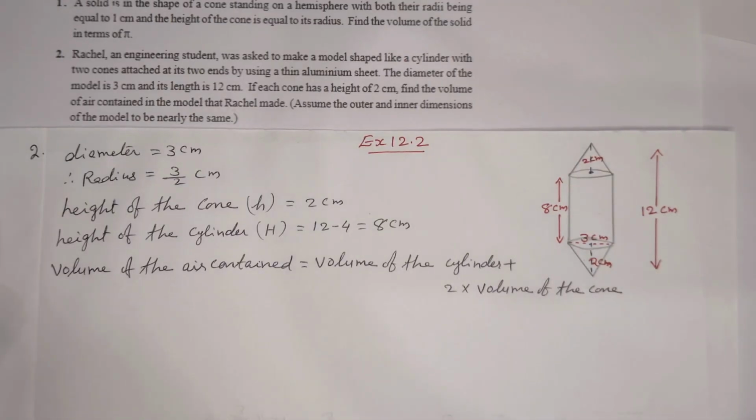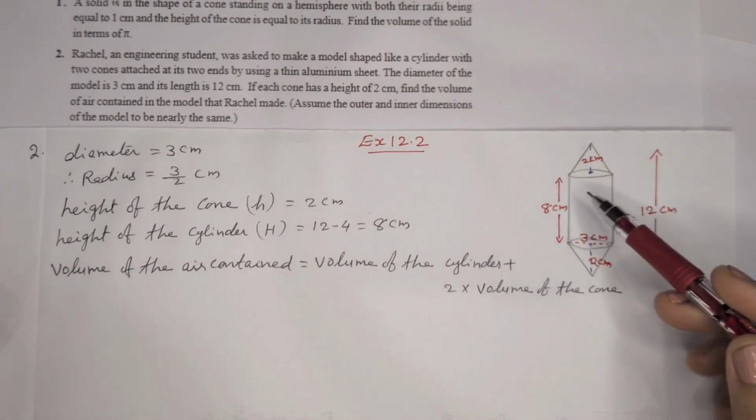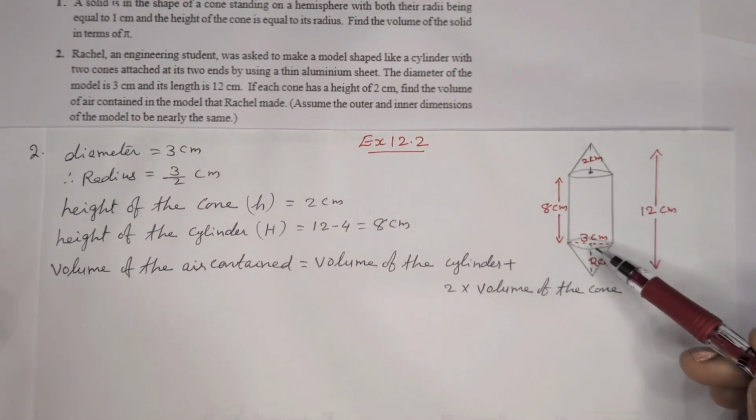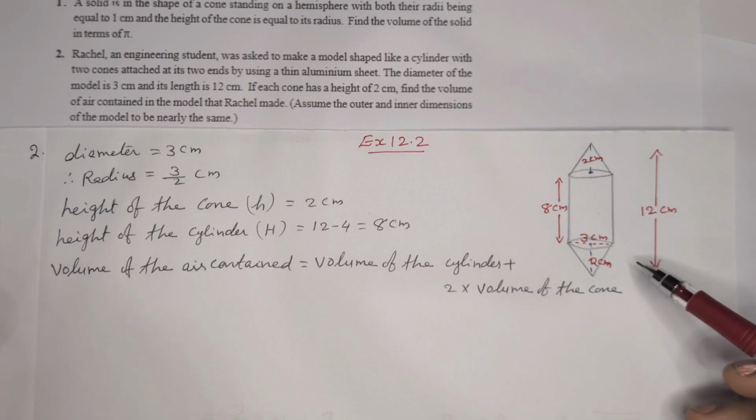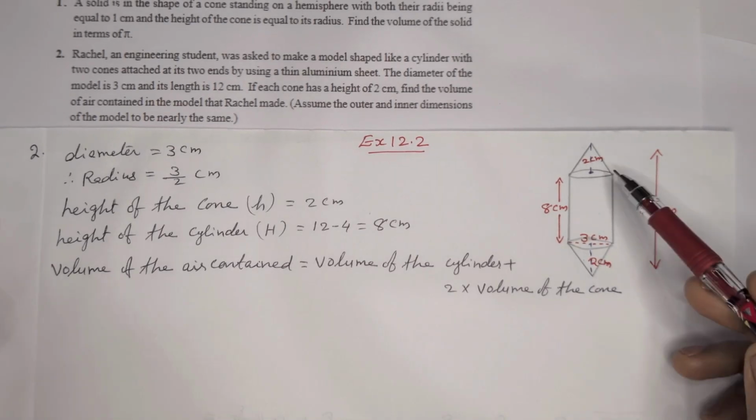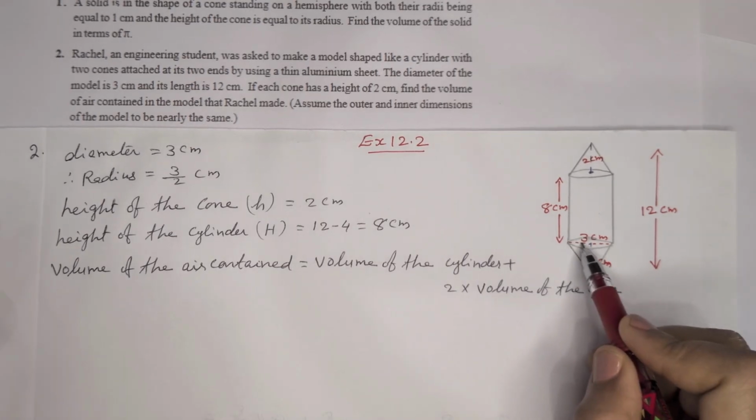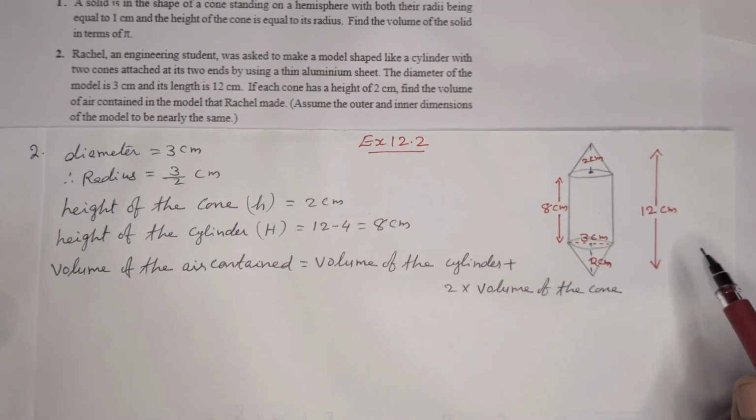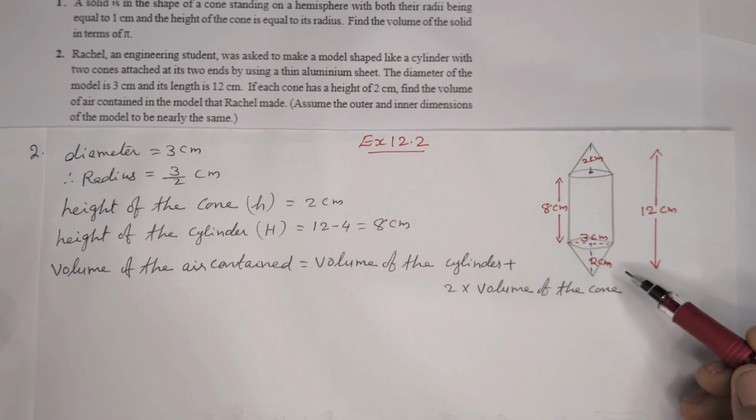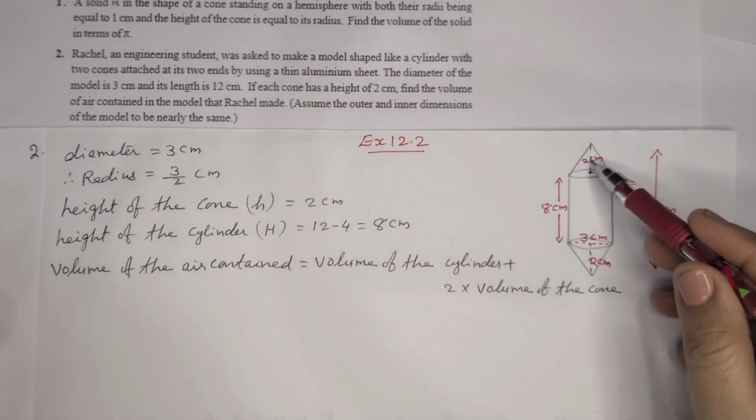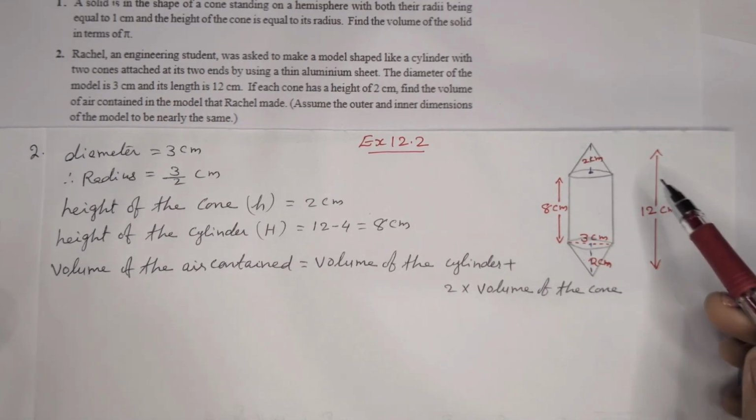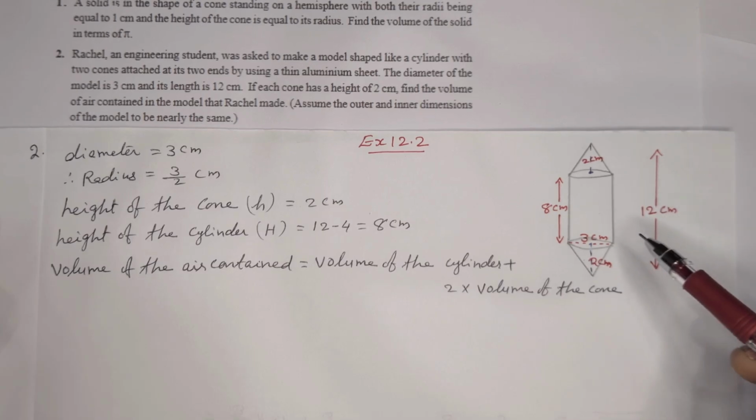Second question. Rachel, an engineering student, was asked to make a model shaped like a cylinder with two cones attached at its two ends by using a thin aluminum sheet. The diameter of the model is 3 centimeter. Diameter is 3 centimeter and its length is 12 centimeter. If each cone has a height 2 centimeter, find the volume of the air contained in the model.